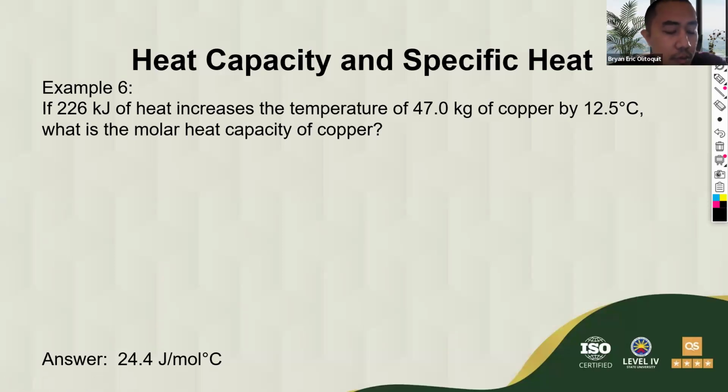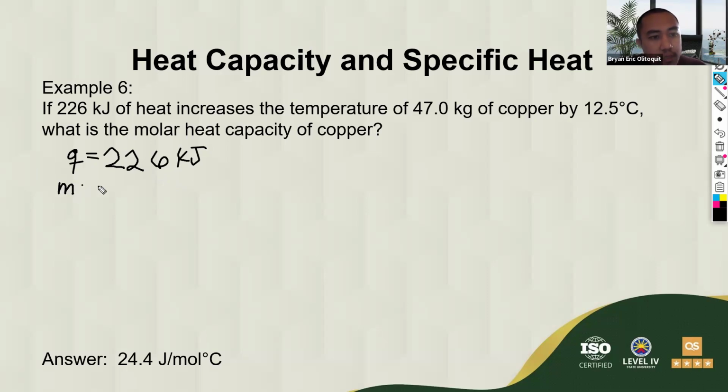Next, you have this problem. If 226 kilojoules of heat increase the temperature of 47 kilograms of copper by 12.5 degrees Celsius, what is the molar heat capacity of the copper? So let's first write the given. You have the heat as 226 kilojoules.